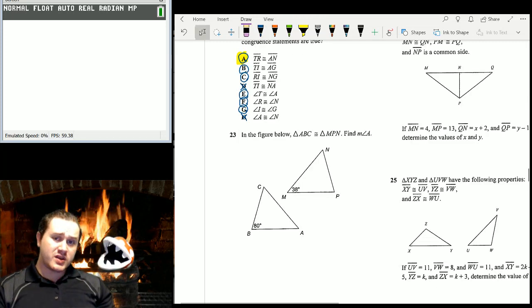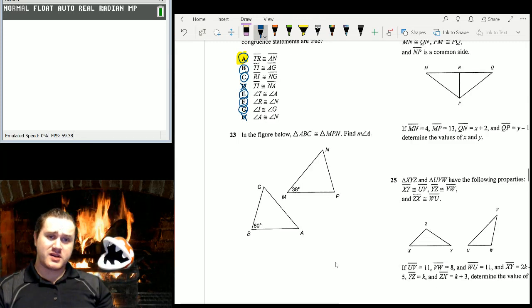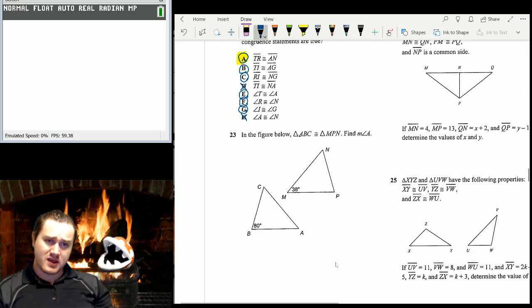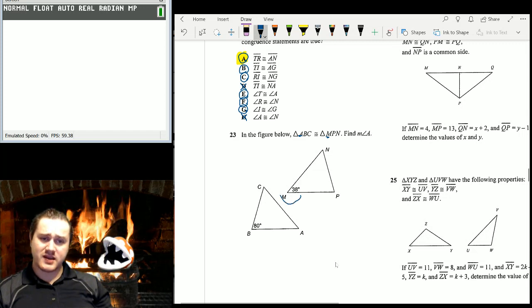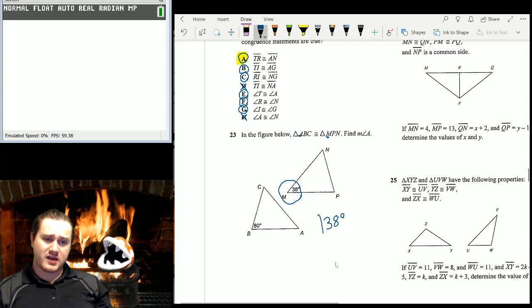Alright, number 23 is very similar. It gives us the statements. It wants us to find angle A. So if we look, A matches with M. So we're going to look at M on the other one and see if there's an actual value. And lo and behold, we get an actual value. So that means A has to be the same one. So your answer is quite simply 38.